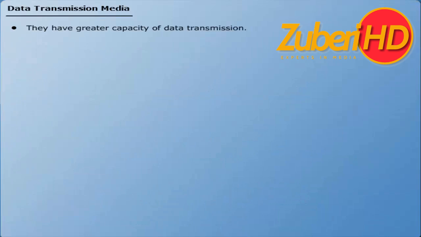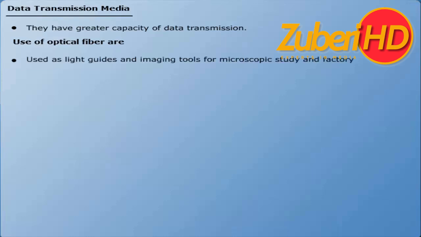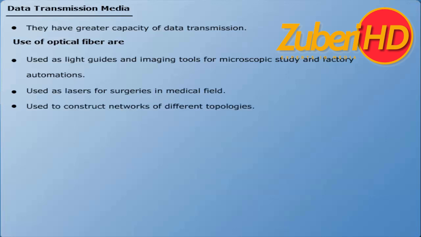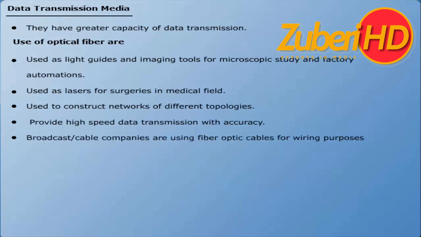Uses of optical fibers include the following. Number 1. Optical fibers are used as light guides and imaging tools for microscopic study and factory automations. Number 2. Optical fibers are used as lasers for surgeries in medical field. Number 3. Optical fibers are used to construct networks of different topologies. Number 4. Optical fibers provide high-speed data transmission with accuracy. Number 5. Broadcast cable companies are using fiber optic cables for wiring purposes.